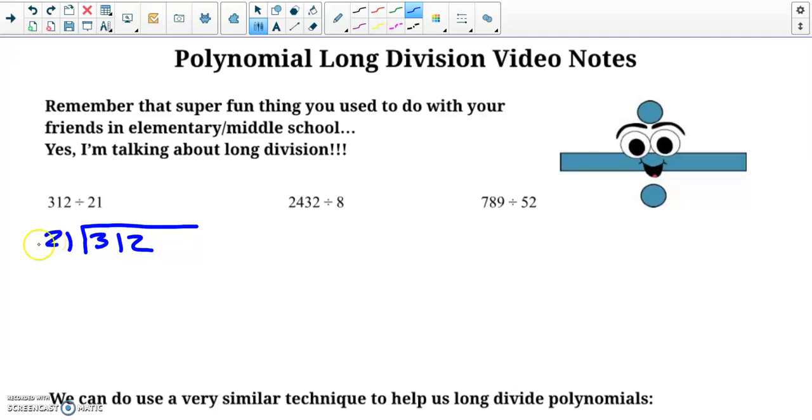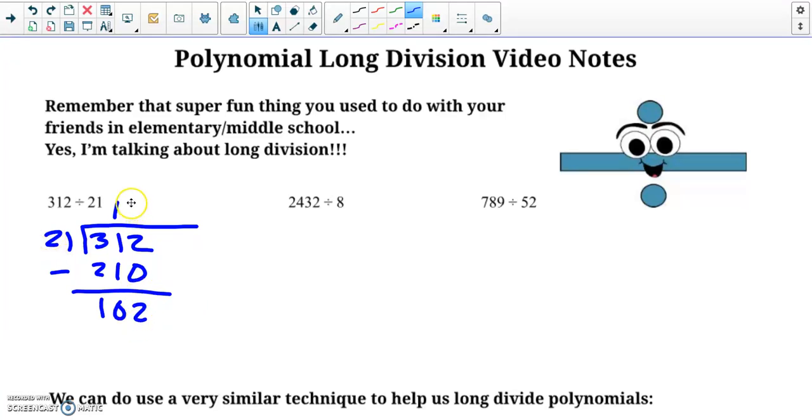0. How many times does 21 go into 31? It goes in 1 time. We do 21 times 1 to get 21. Then we'd subtract down. We'd get 102. And then we'd ask ourselves the same question. How many times does 21 go into 102?